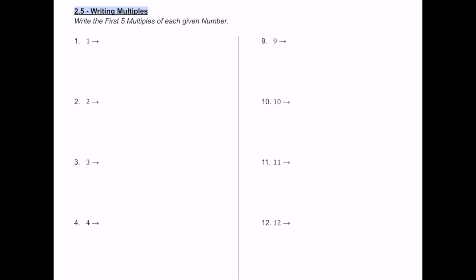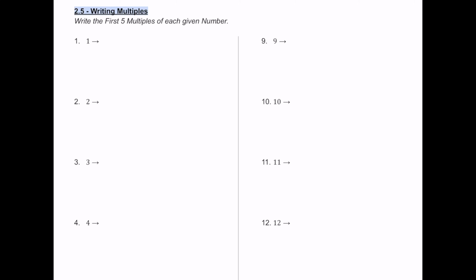In the last few videos, we talked about things called factors, which are numbers that multiply to get a given number, and factors are smaller or up to the given number. In this video, we're going to talk about multiples. Multiples are a little different because multiples start with that given number and then get bigger.